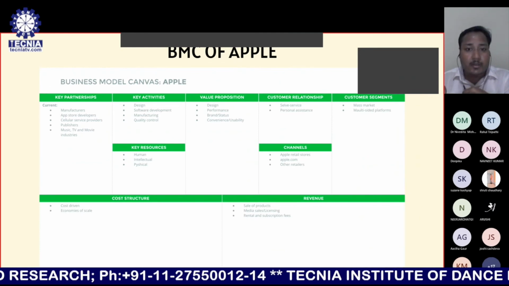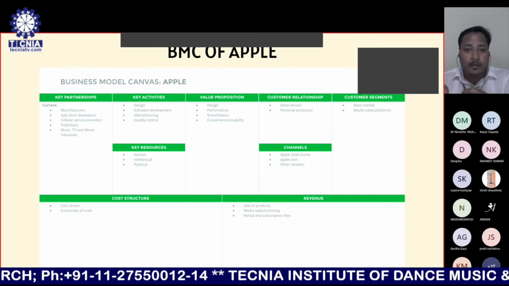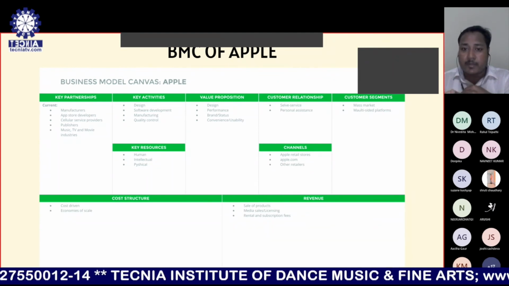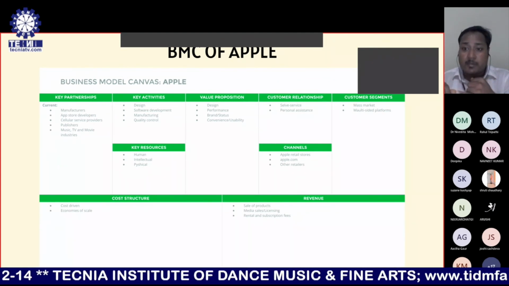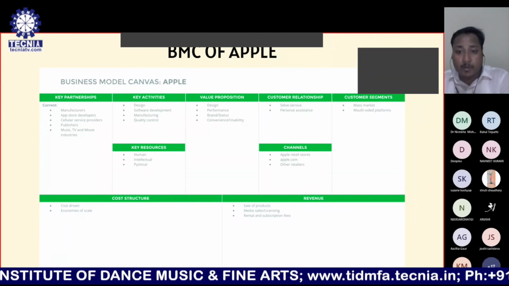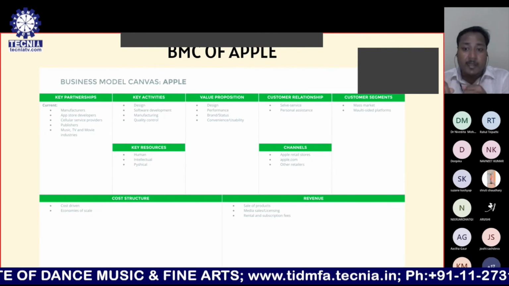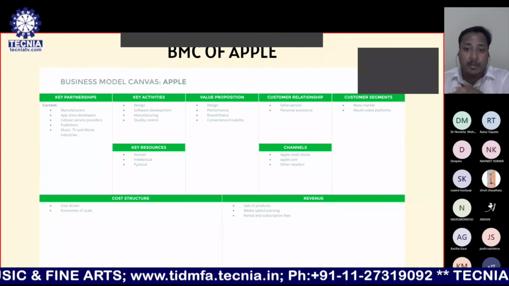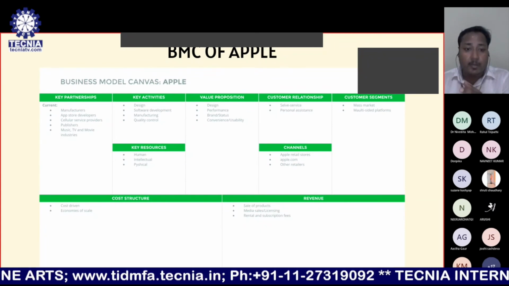Value proposition: design, performance, brand, convenience. What are their customer relationships? Self service, personal assistance. Customer segment: mass market. Multi-sided platforms they have. Channels: Apple retail stores, apple.com, and now it is available on Flipkart and Amazon too, so online e-commerce.